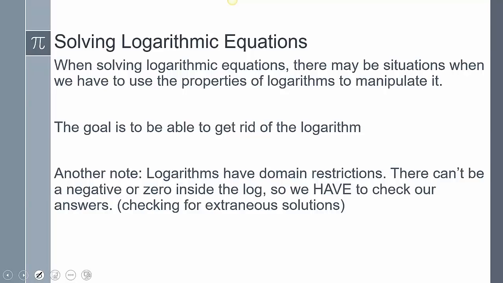Now, when we do solve, though, logarithms do have a domain restriction. We've talked about this. We said that you can't have a zero inside of a logarithm, and you can't have a negative inside of a logarithm. So because there's a domain restriction, extraneous solutions exist, which means we have to check our answers.